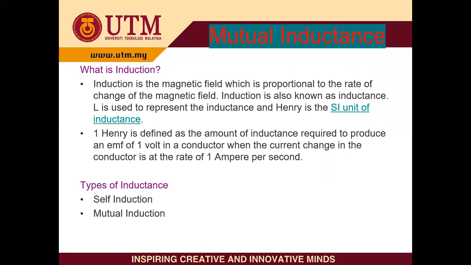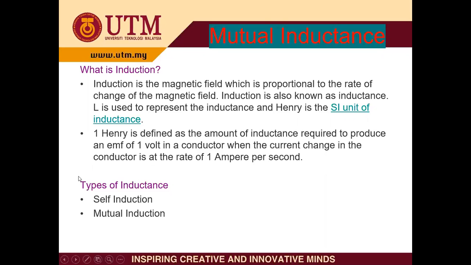So next is about mutual inductance. So what is inductance? Inductance is the magnetic field which is proportional to the rate of change of the magnetic field. Inductance has the symbol L, and the unit is Henry. In other words, 1 Henry is defined as the amount of inductance required to produce an EMF of 1 volt in a conductor when the current change in the conductor is at the rate of 1 ampere per second.